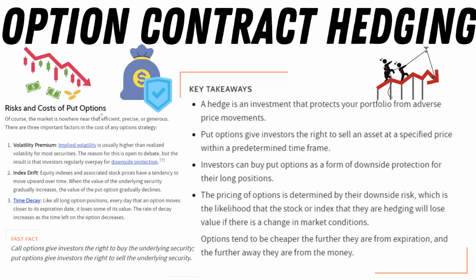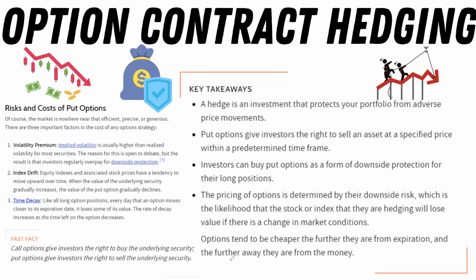If you're not too familiar with options, a quick fact is that a call option gives the investor the right to buy the underlying security. Each call option is a contract to buy 100 shares of the underlying security, whether it's an ETF or individual stock, whatever it is. Each option contract is for 100 shares at the specific strike price that you choose. Now, a put option gives the investor the right to sell 100 shares per contract of the underlying security at that specific strike price that they choose.